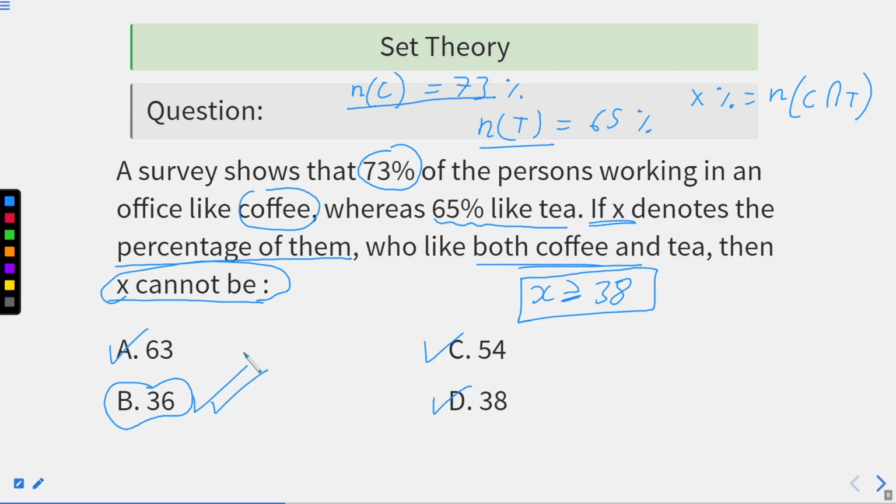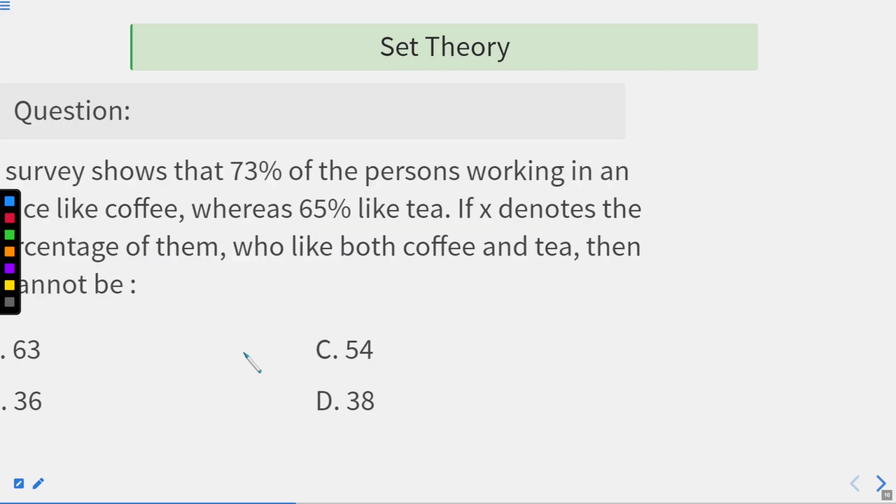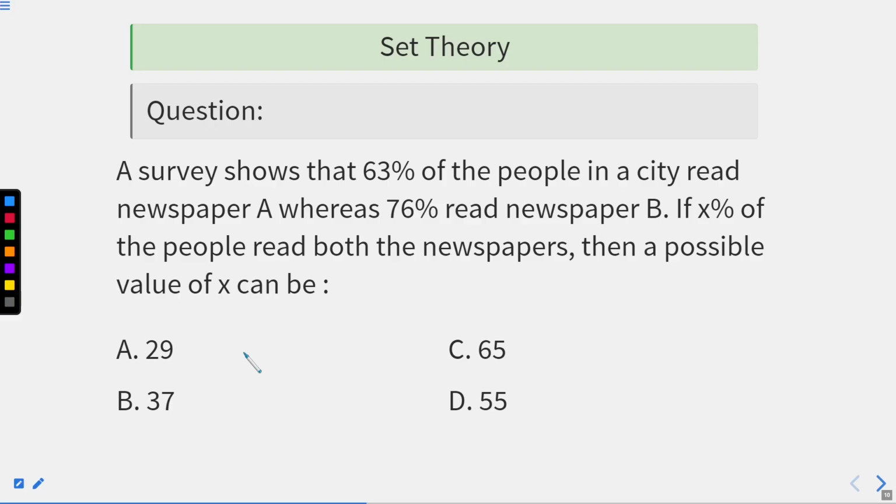Let's move further and see our next question. A similar question is there. The question says a survey shows 63 people read newspaper A. So newspaper A, 63%. Okay.